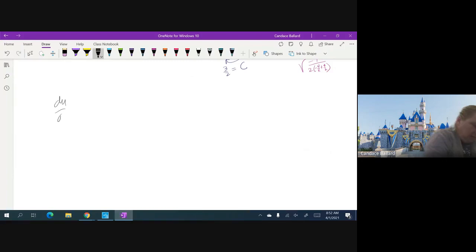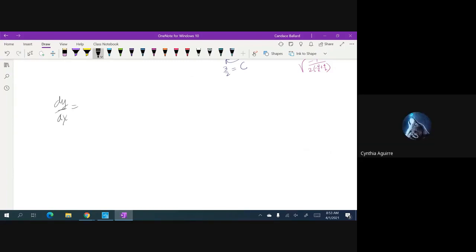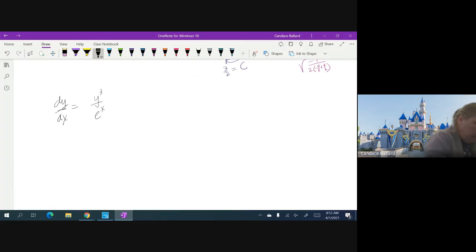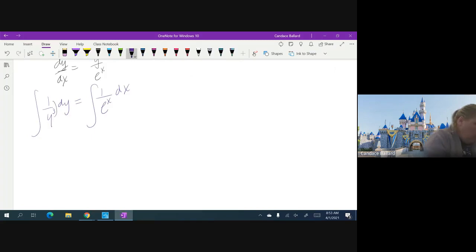So dy dx equals y cubed over e to the power of x. That's it? Yeah. Okay, so we're going to separate our variables. The y cubed is going to get divided to the other side. And then we get 1 over e to the x, and the dx is going to get multiplied. So now we're ready to integrate. And we're going to bring these up using exponents, or negative exponents. So we've got y to the -3 dy equals e to the -x dx.